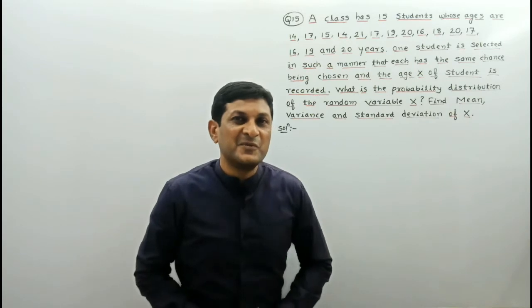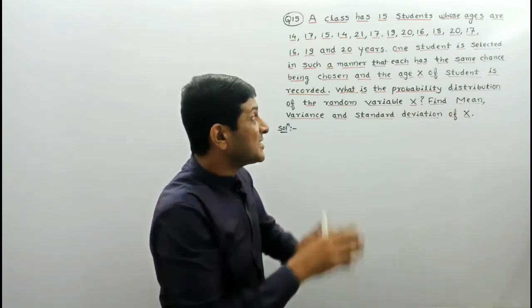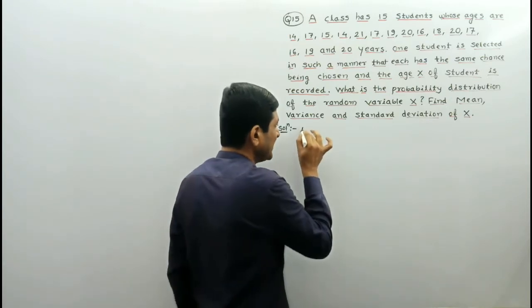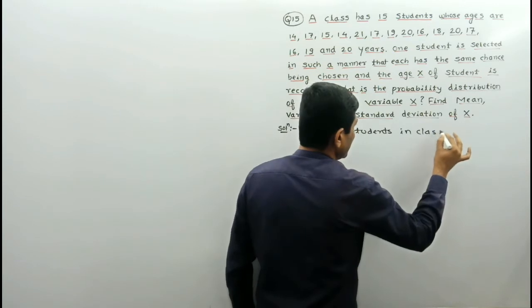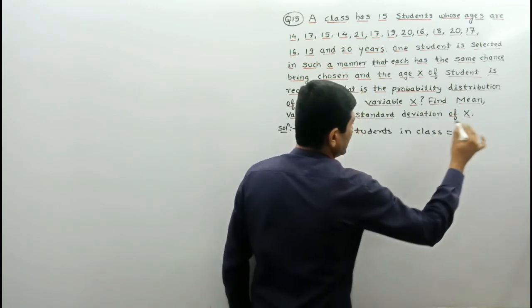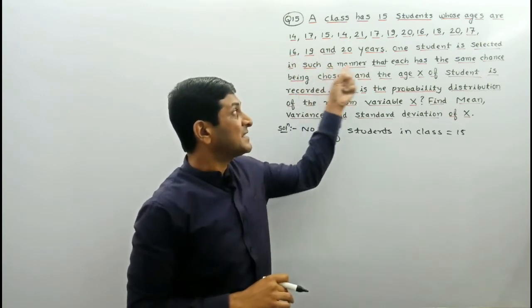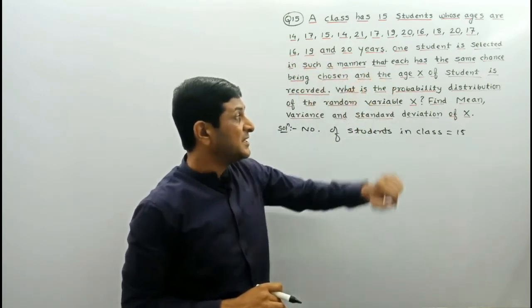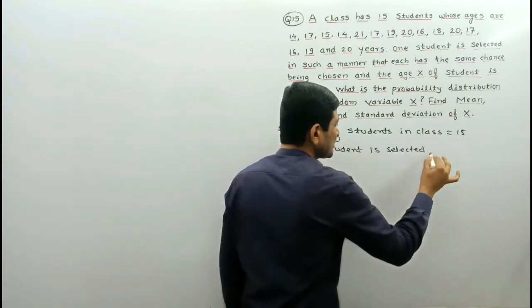See, in example number 15, first observe the given condition. What is the given condition? A class has 15 students. Means we are able to say that the number of students in the class is equal to 15. So in total 15 students are there, and their ages are also given to us. One student is selected.